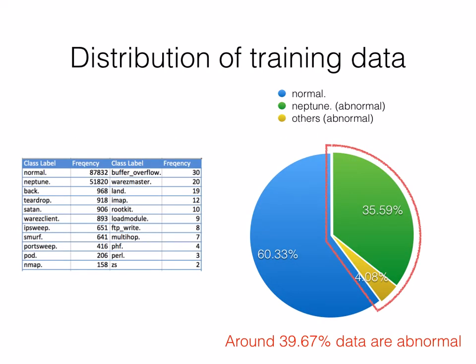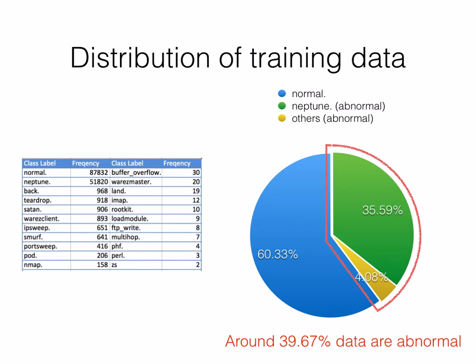Let's take a look at the distribution of the training data. Around 40% of the data are abnormal. The other thing worth mentioning is that we have a type called Neptune.